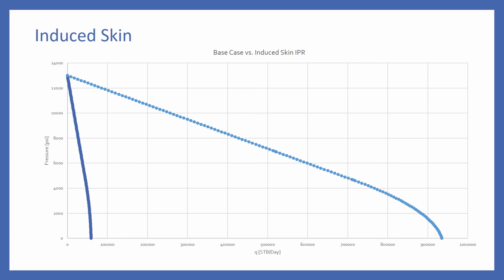Inducing a negative skin had astounding results for our IPR curves, as our base case fails to even resemble an IPR with the new axes. A negative skin drastically changed the slope and maximum flow rate of the IPR, leading to the great discrepancy with the base case.